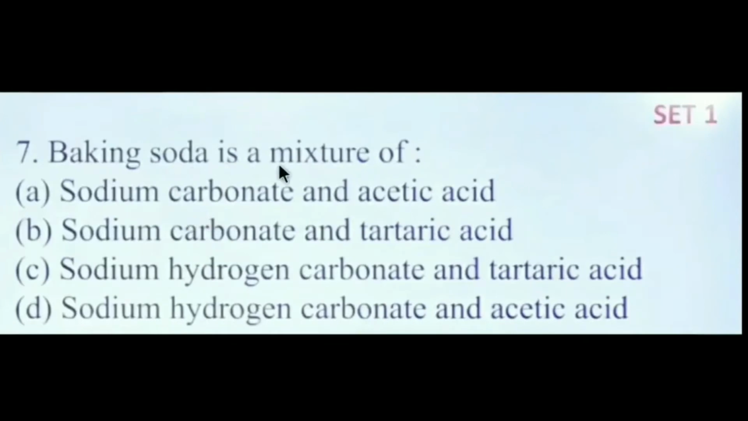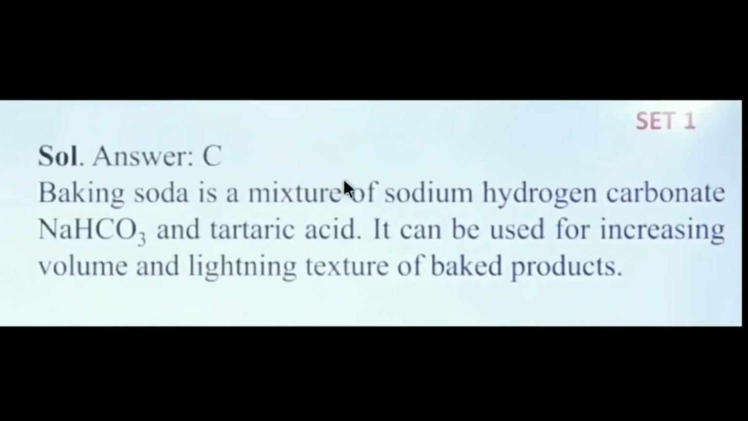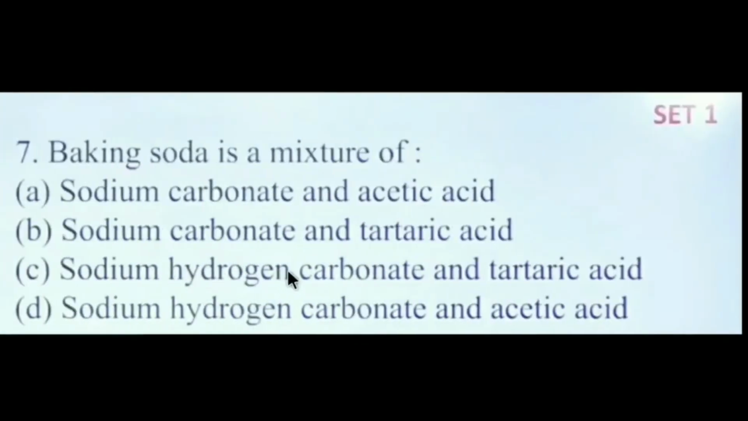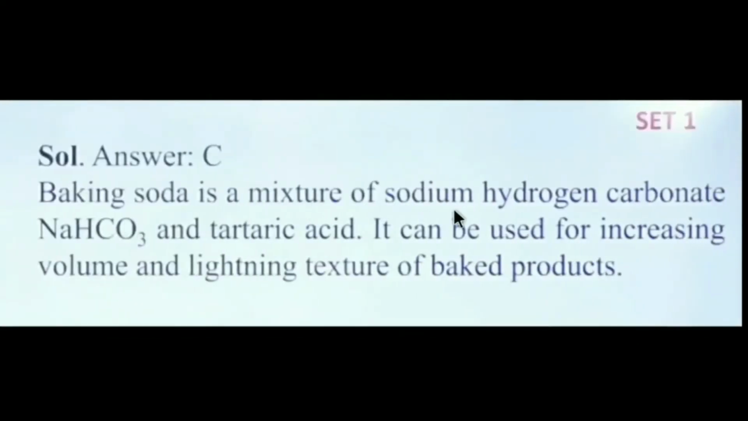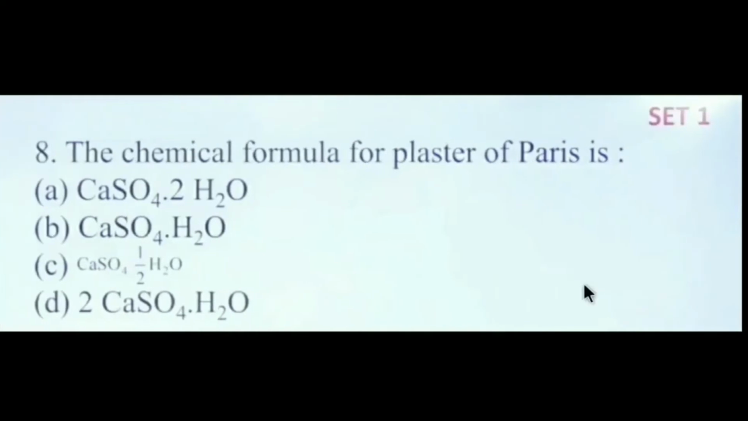After that there was this question: baking soda is a mixture of? Answer is C, sodium hydrogen carbonate and tartaric acid. Baking soda is a mixture of sodium hydrogen carbonate, NaHCO3, and tartaric acid. It can be used for increasing volume and lightening texture of baked products.